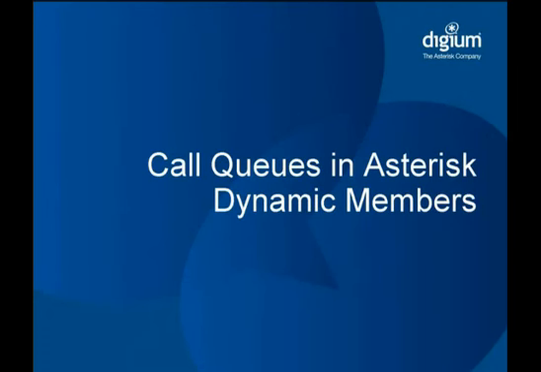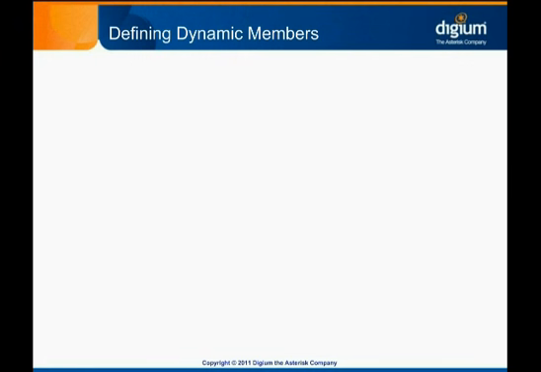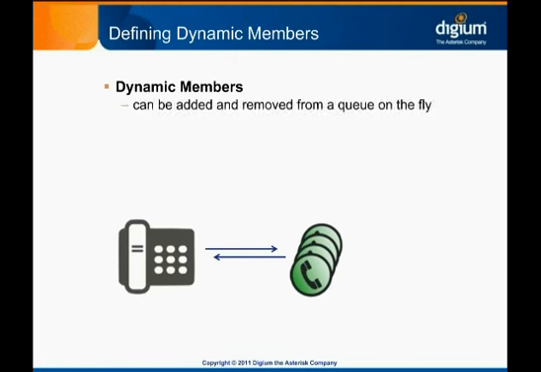In this chapter so far, we've explored how Asterisk handles call queuing and how to configure permanently logged in static queue members. In this module, we'll learn how to configure dynamic queue members, which is the most common way of assigning members to queues in Asterisk. Dynamic queue members can be added and removed from a queue on the fly. They're not constrained by being logged in whenever Asterisk is running. They can log in and out as necessary.